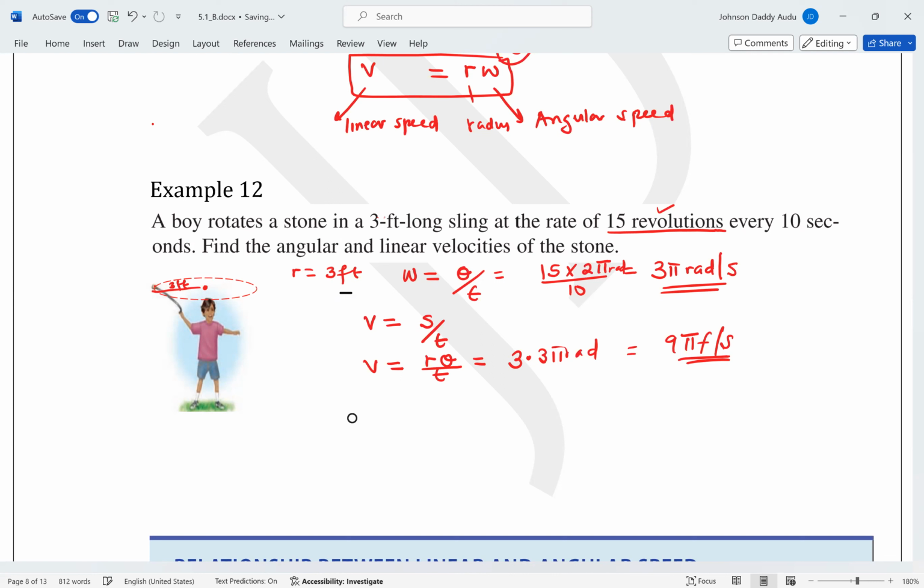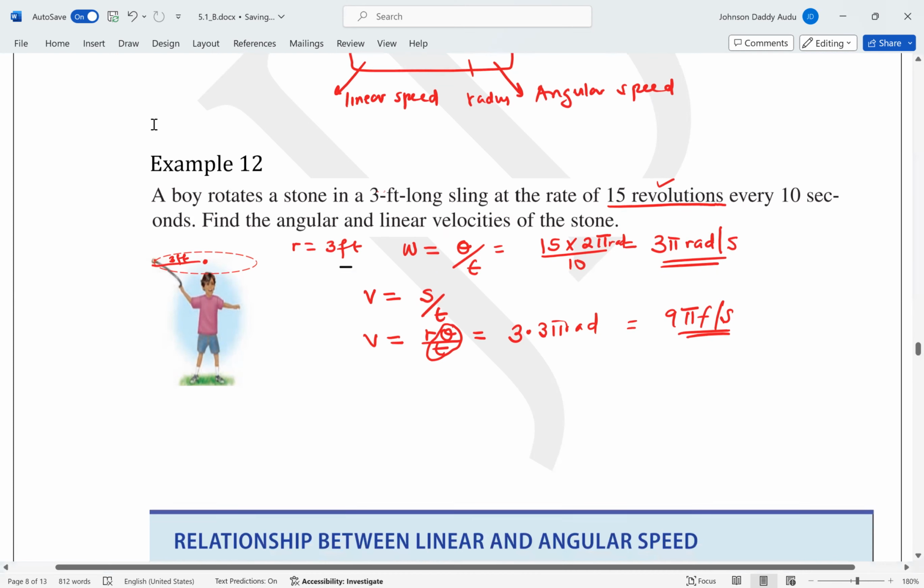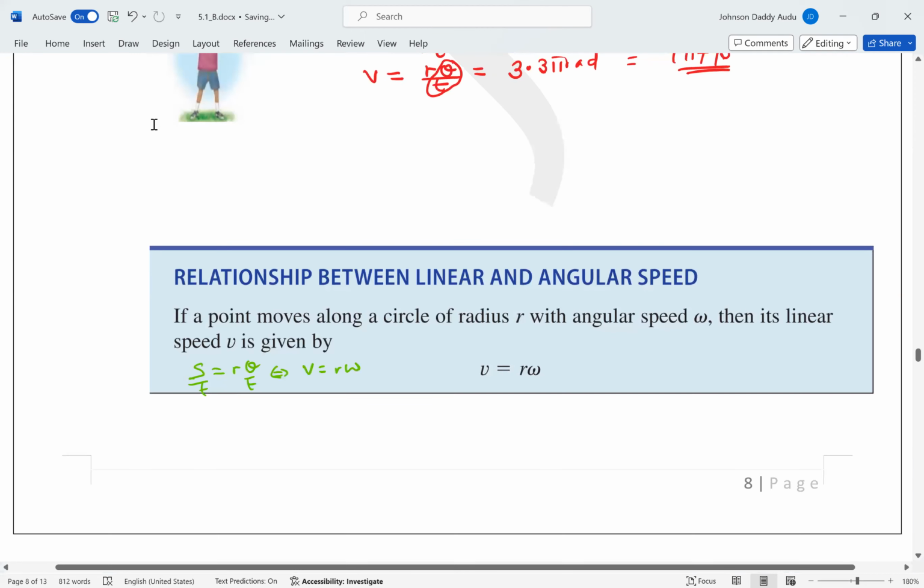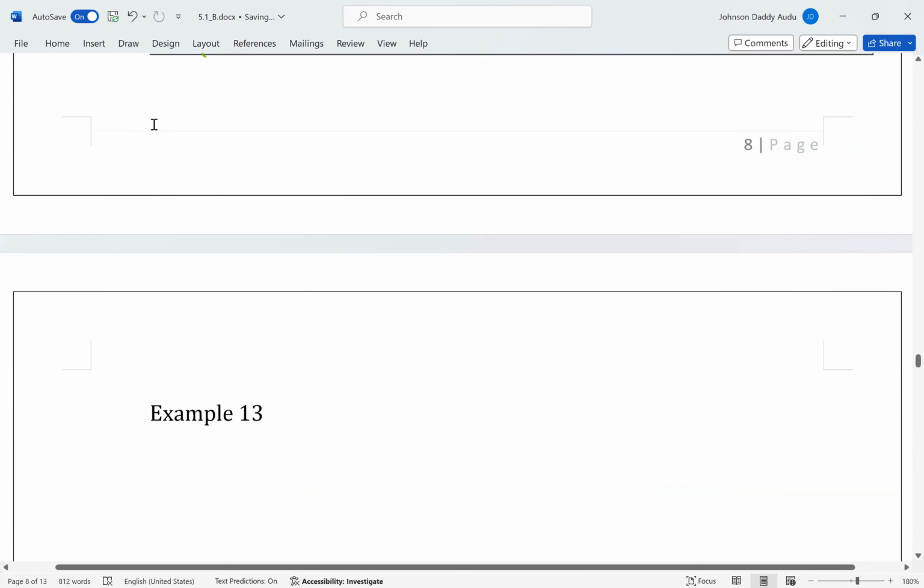Because if you say V is equal to r theta, what is theta over T? Theta over T is just nothing but the angular speed, right? So you just need to multiply by 3 and we're done. But now you need to be in feet per second because you are dealing with the linear velocity or linear speed.